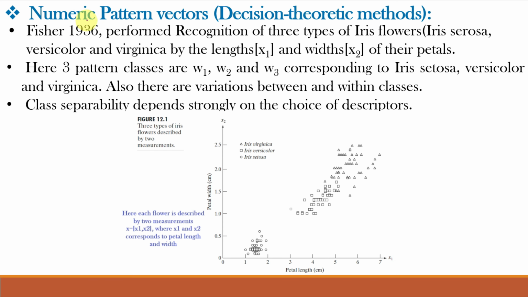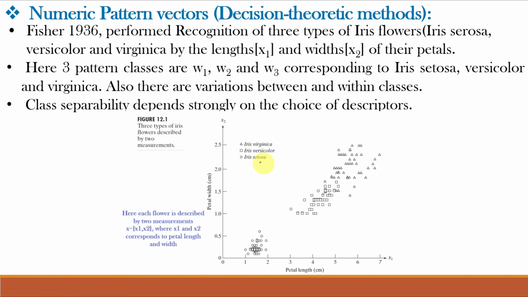Okay, let us first understand numeric pattern vectors. Sir Fisher in 1936 performed recognition of three types of iris flowers, that is iris setosa, iris versicolor and iris virginica, data by the lengths x1 and widths x2 of their petals. So this is x1, that is the petal length, and this is x2, that is petal width.